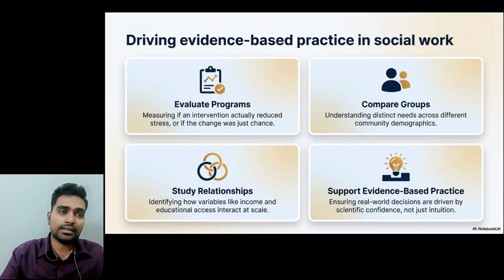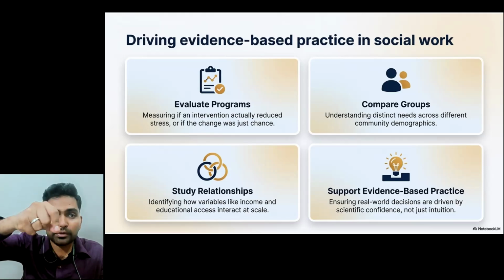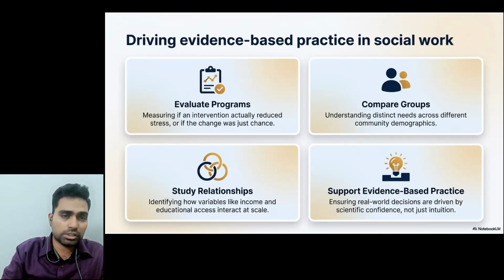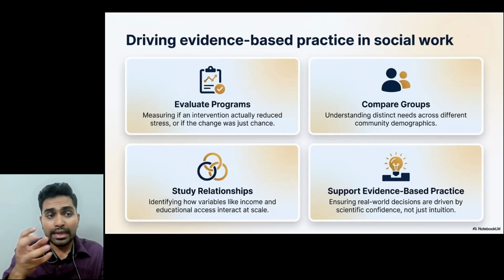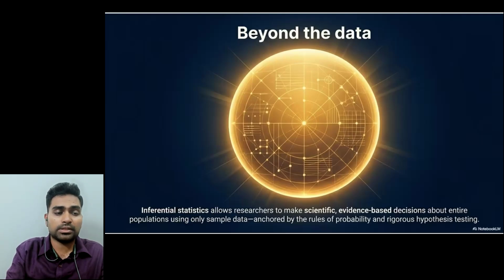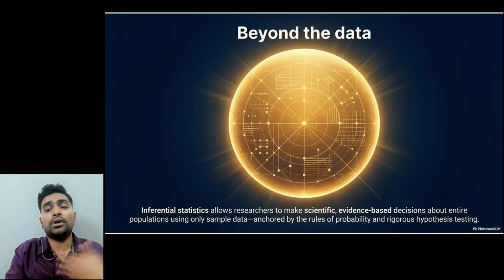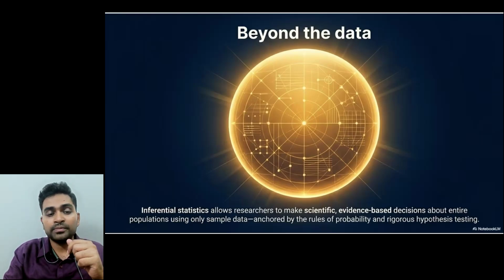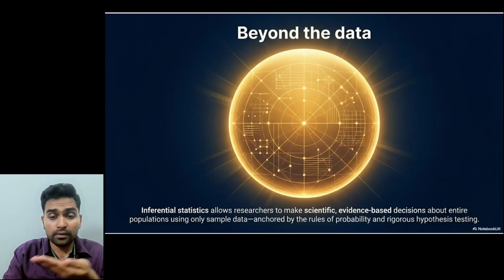You have this idea that this concept is related to this concept. So if we come up with a program where we can help people with this concept, it can bring about certain social change. I hope you get the idea. That is why understanding these patterns is ultra important. That is where statistics comes into the picture. So inferential statistics in a way goes beyond the data. It allows us to make scientific, evidence-based decisions about entire populations only using sample data. That is the most important thing. And the basis for all of this is probability and rigorous mathematics-based hypothesis testing.